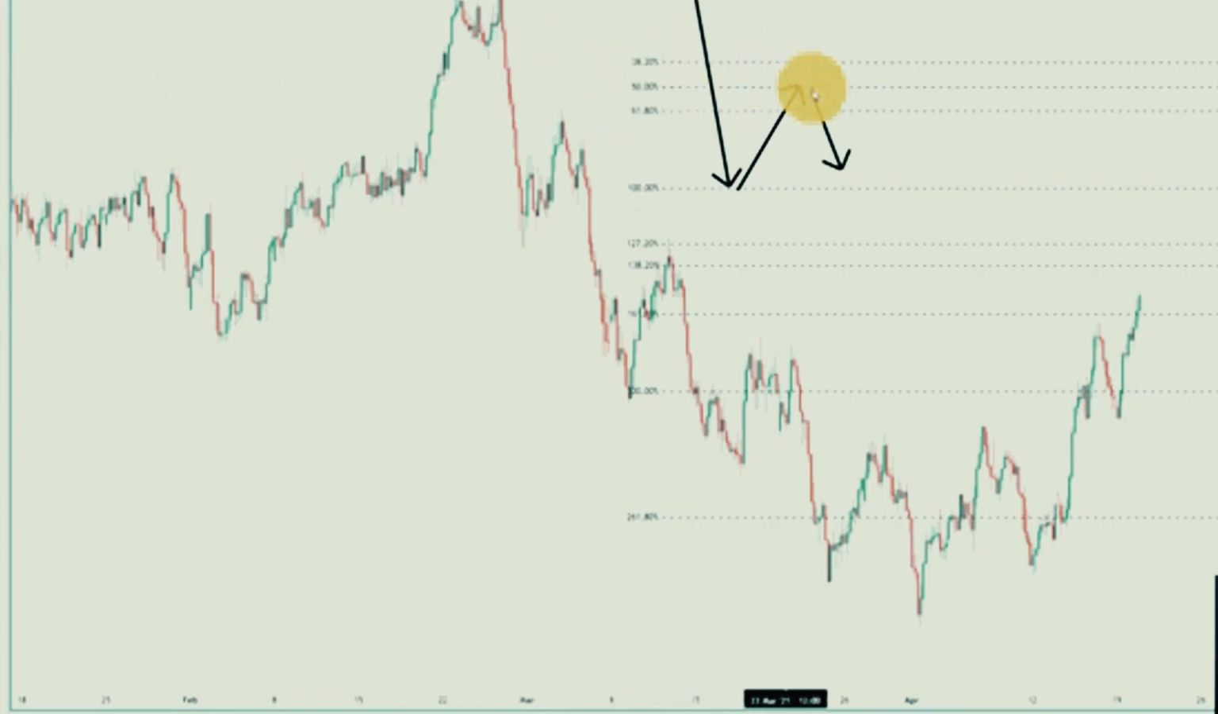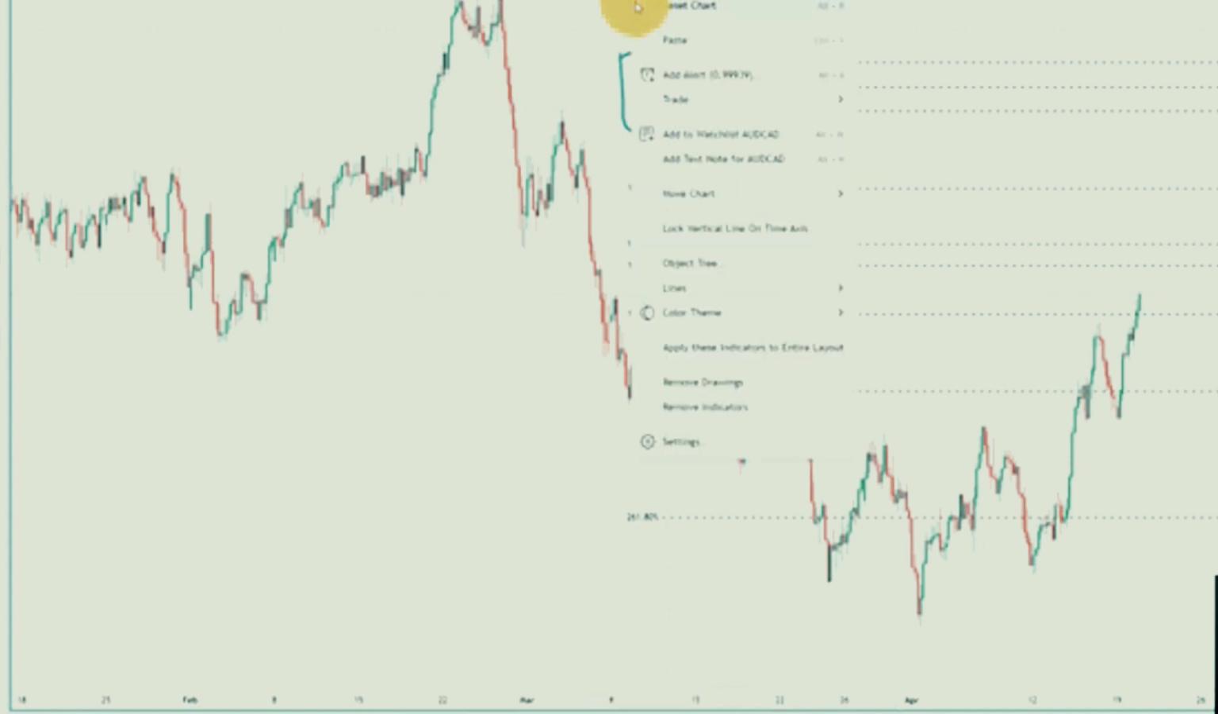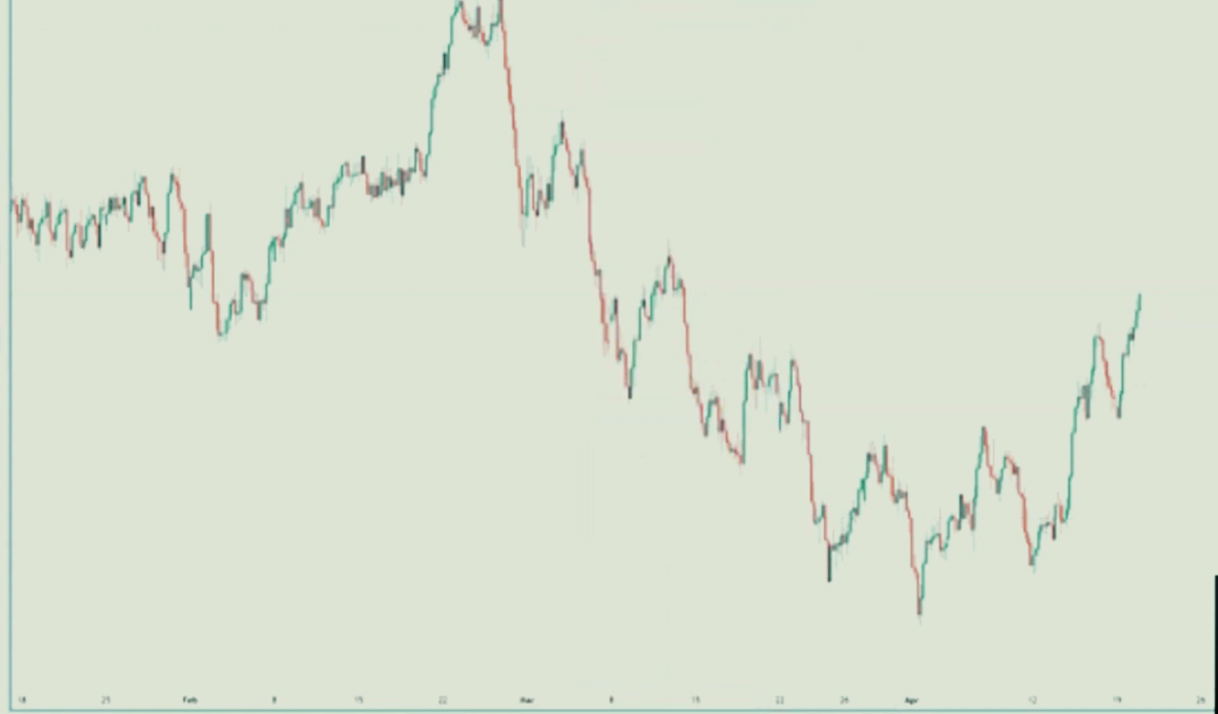Only if you can see that your point 2 or your wave 2 is ending very precisely at 38, 50 or 61.8, then you have a valid Fibonacci. So you really want to make sure that the price action is really respecting one of those levels. You want to see a precise reaction, and then you are looking at a valid Fibonacci. So let's get rid of it and let's take a look at the charts.